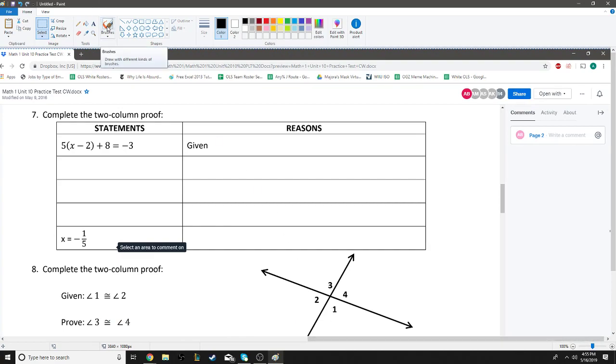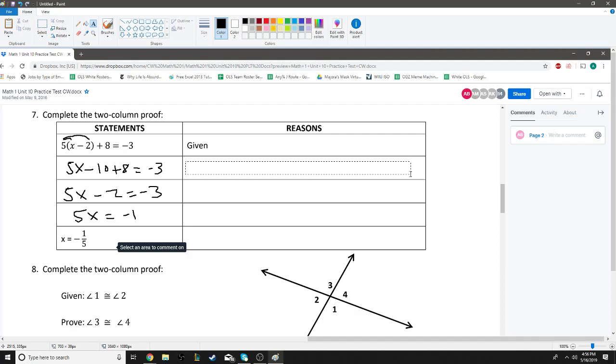Alright. So for this next part, to solve this, we need to distribute. So this is 5x minus 10 plus 8 equals negative 3, sorry. And then we're going to combine like terms. Then we add 2 to both sides. And then our last step is to divide.